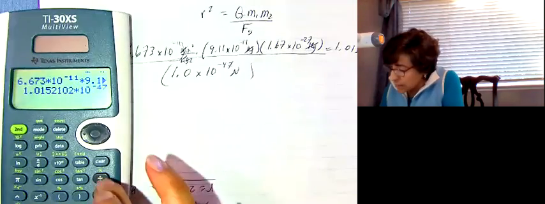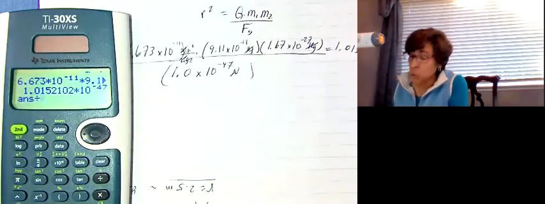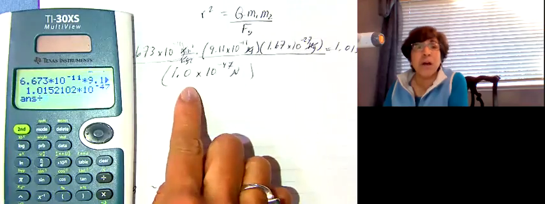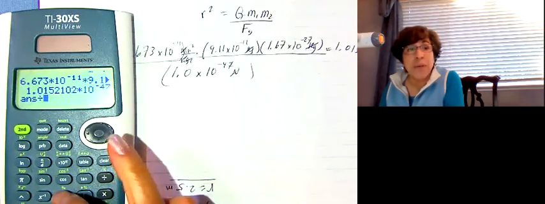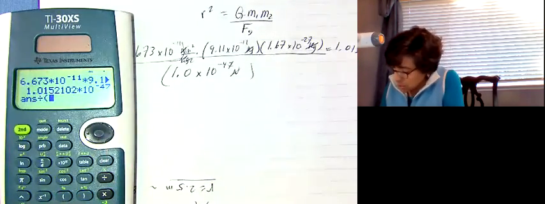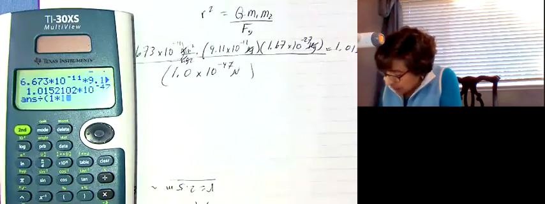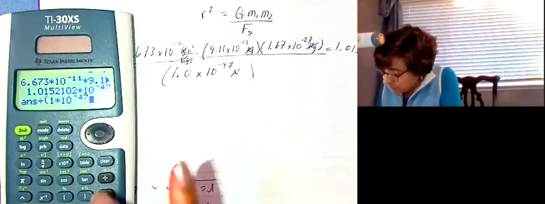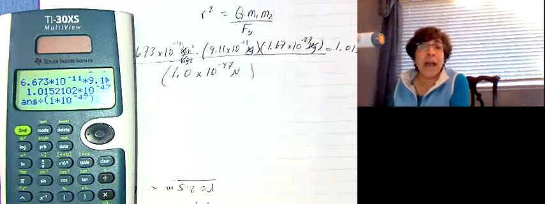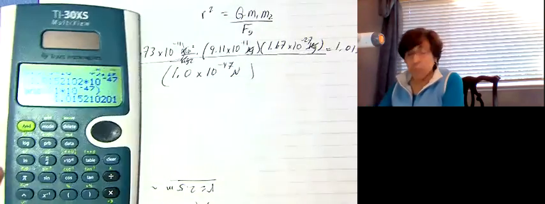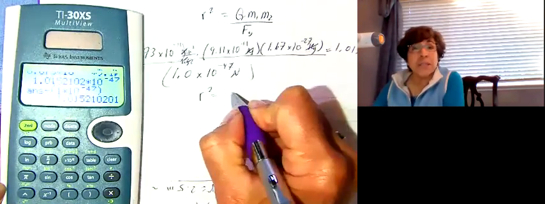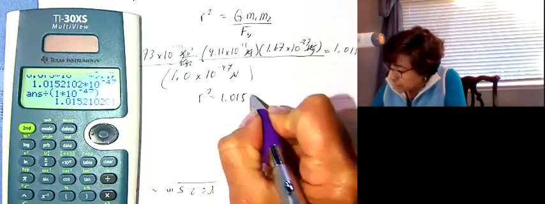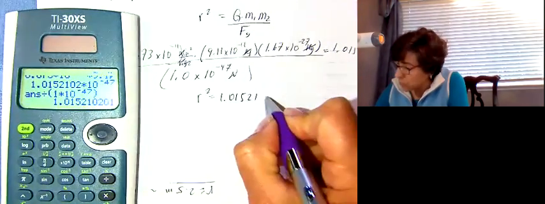Now I'm going to say, please divide that by, and I'm going to use the parentheses. Now here you probably make a mistake because 1 times 1 divided by is going to give you the same thing, but it may not be 1. So 1 times 10 to the negative 47. Bring it down. Okay, and there's my r squared. So my r squared is equal to 1.0152 etc. meters squared.